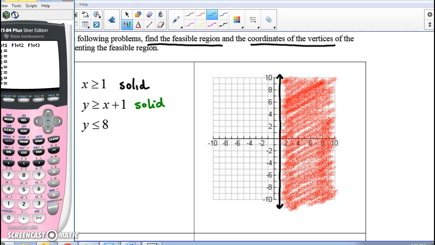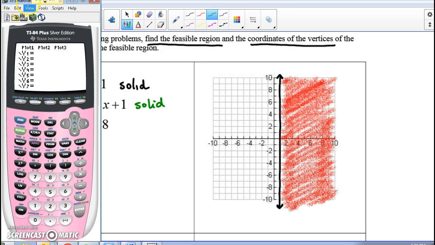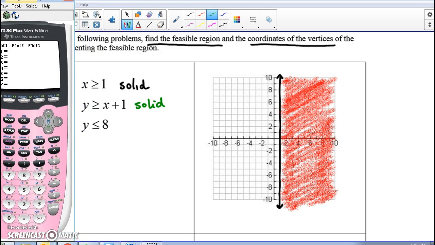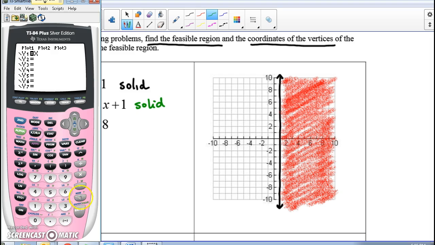So clear out whatever you have in your calculator. We're going to type in x plus 1. And we're going to go over here and do greater than. So select greater than on yours. And then I'm going to hit zoom 6. So there's our picture. So let's hit trace and it pops up on 0, 1.